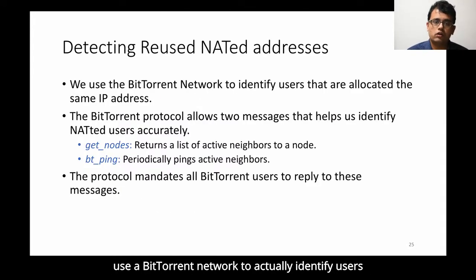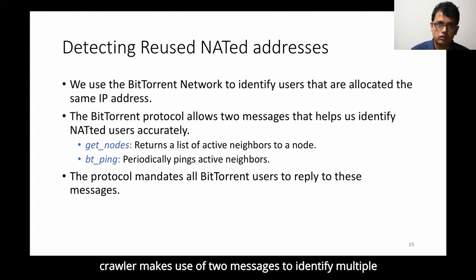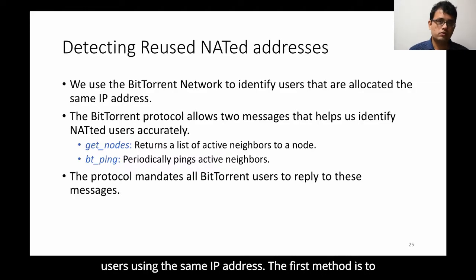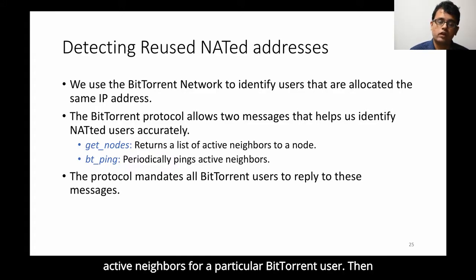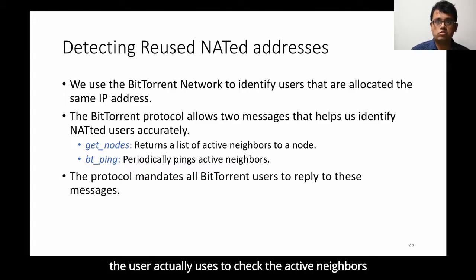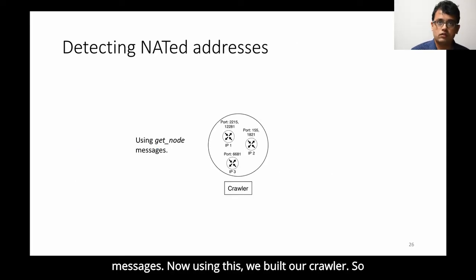We use a BitTorrent network to identify users that have been allocated the same IP address. The BitTorrent protocol allows different messages, but our crawler makes use of two messages to identify multiple users using the same IP address. The first message is the getNodes message, which returns a list of active neighbors for a particular BitTorrent user. The second message is a BitTorrent ping message, which the user uses to check the active neighbors among the neighbor list. The BitTorrent protocol mandates that whenever the user receives these two messages, they are supposed to reply to them. Using this, we built our crawler.